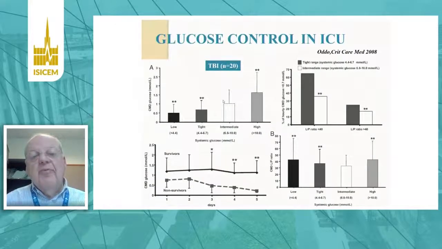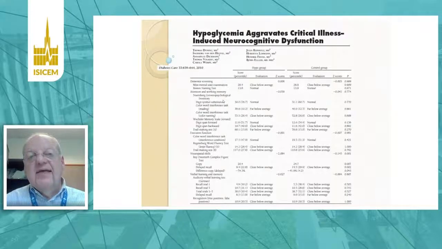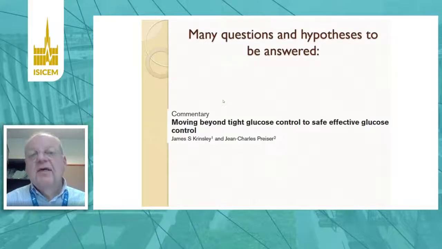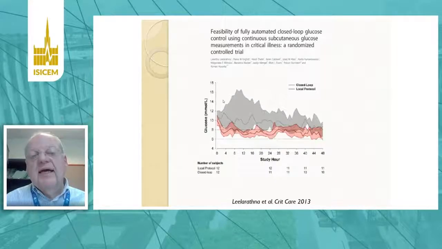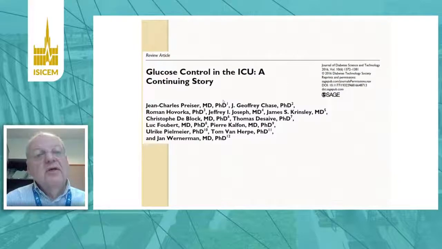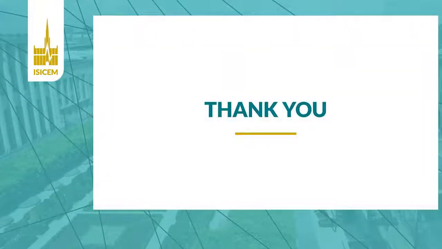We know that hypoglycemia is associated with energy crisis and long-term neurocognitive dysfunctions in children. So hypoglycemia should be avoided in any case in patients with brain injury. Many questions and hypotheses remain to be answered. Maybe continuous glucose monitoring associated with closed-loop systems to regulate and to tighten blood glucose is the solution. It's a continuing story. Thank you for your attention.